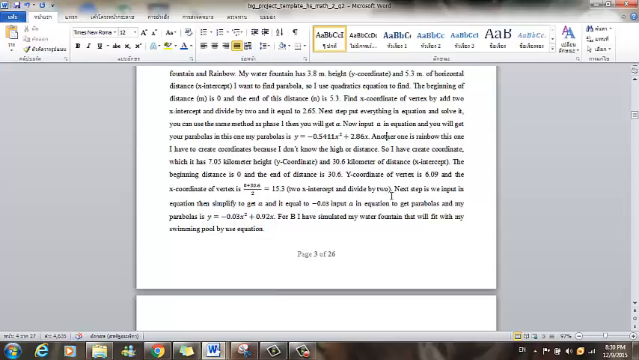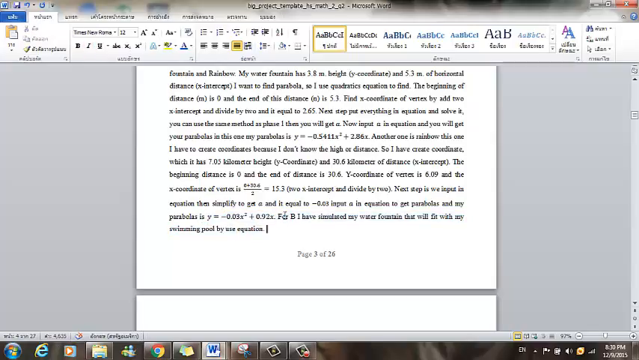So next step is we input everything in the equation and we simplify to get a, and it's going to equal minus 0.03. Now this is a, we found a already, and we input a in the equation and then you will get the parabola, and my parabola is this.